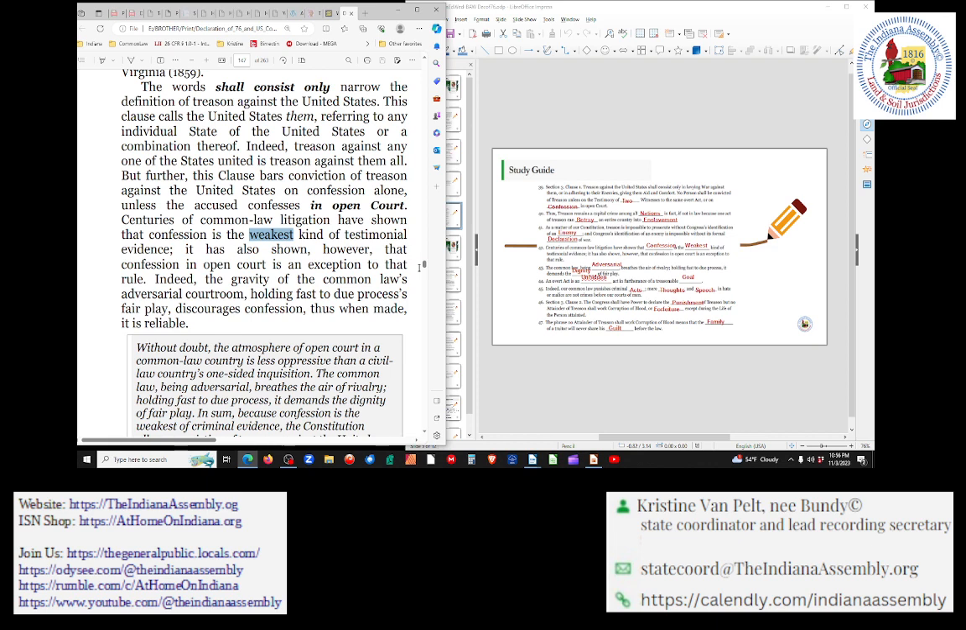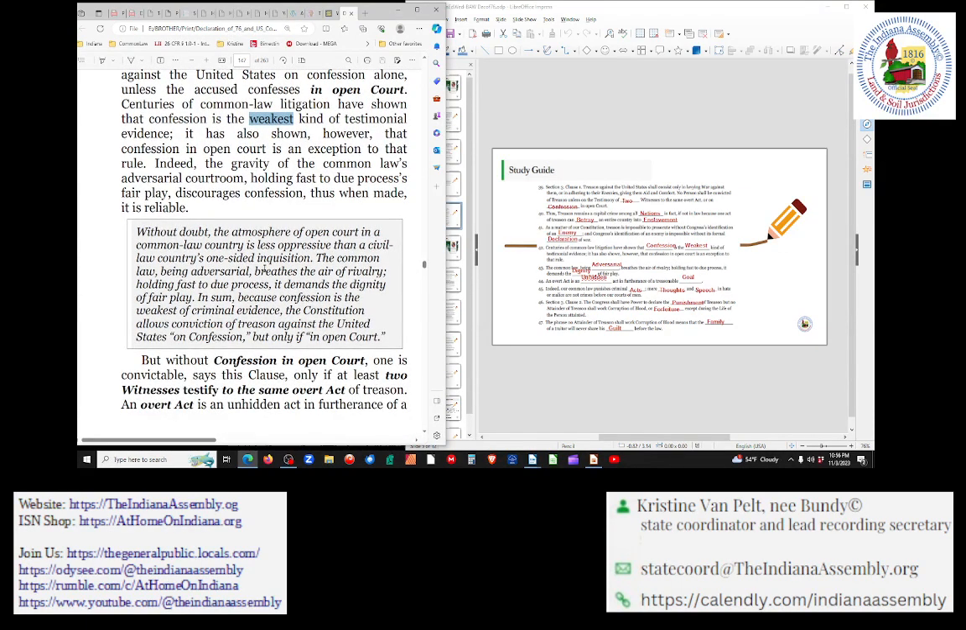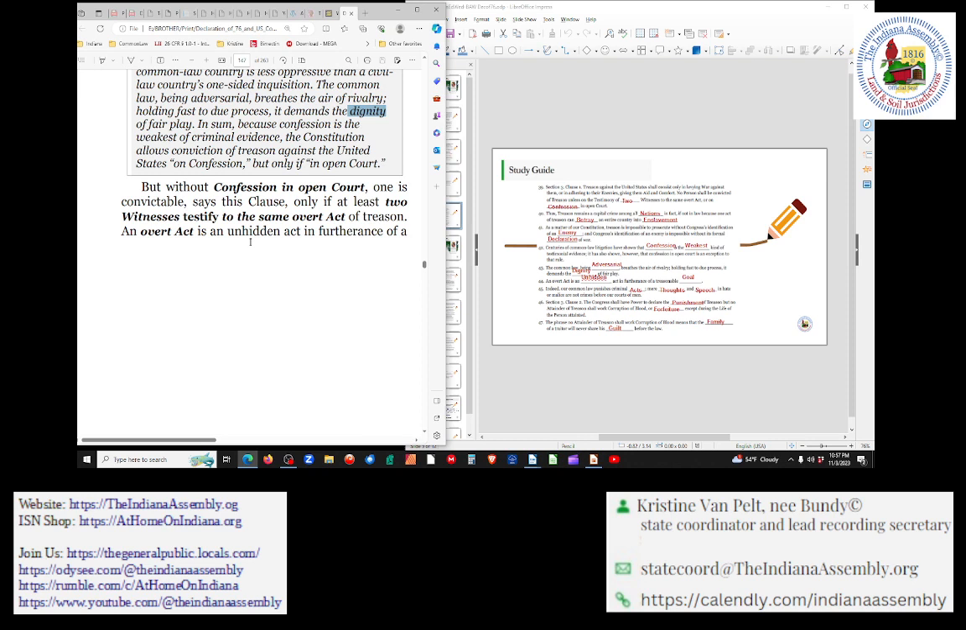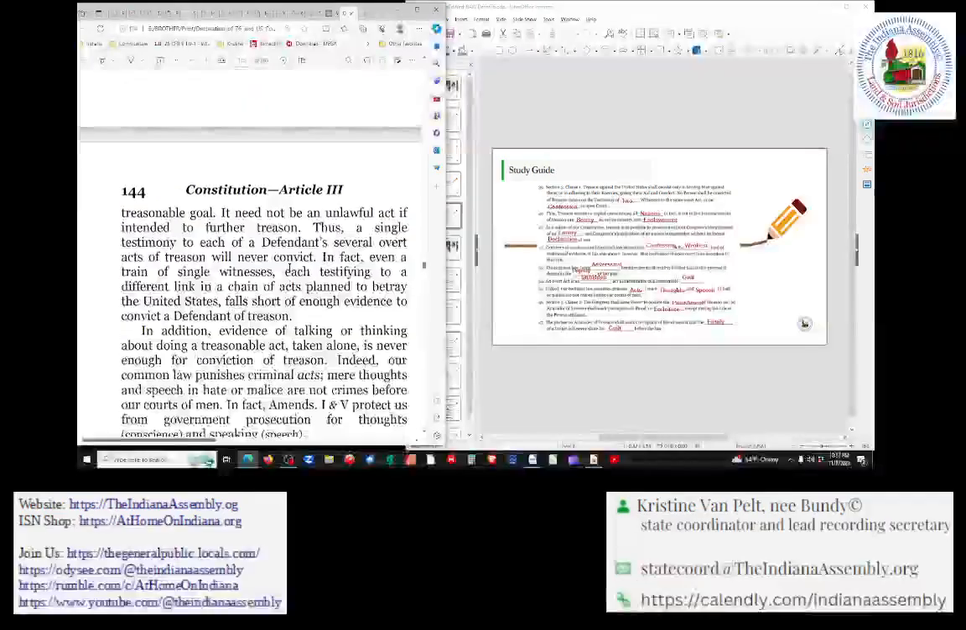Okay, number 43. The common law being adversarial breathes the air of rivalry, holding fast to due process. It demands the dignity of fair play. Okay. 44. An overt act is an unhidden act in the furtherance of a treasonable goal.